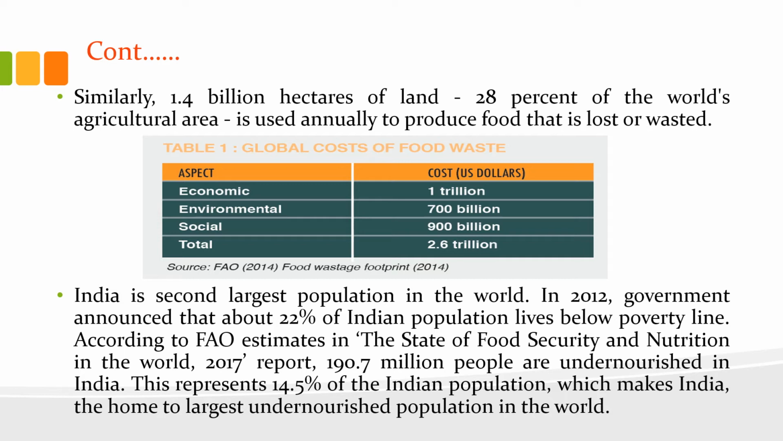If you look at the Indian scenario, we all know India is the largest producer after China, as well as the largest populated country after China. In 2003, the government of India announced that 22% of the Indian population lives below the poverty line, and according to FAO, which has released a report known as the State of Food Security and Nutrition in the World 2007, around 190.7 million people are undernourished in India. This represents around 14.5% of the population, which makes India home to the largest undernourished population in the world.